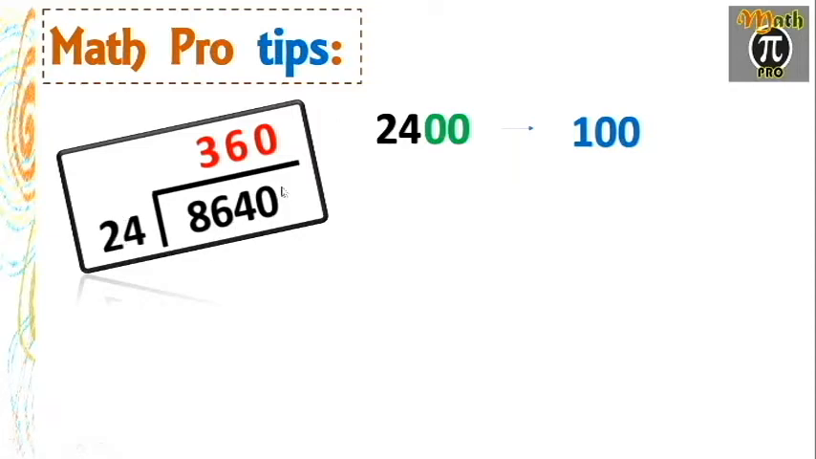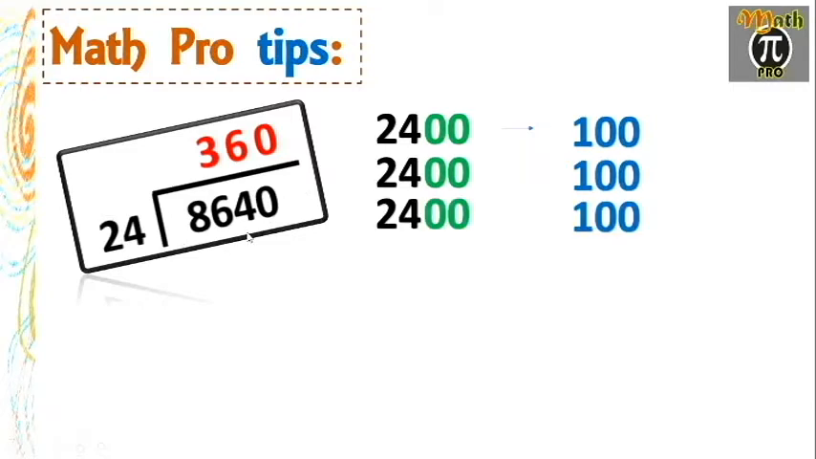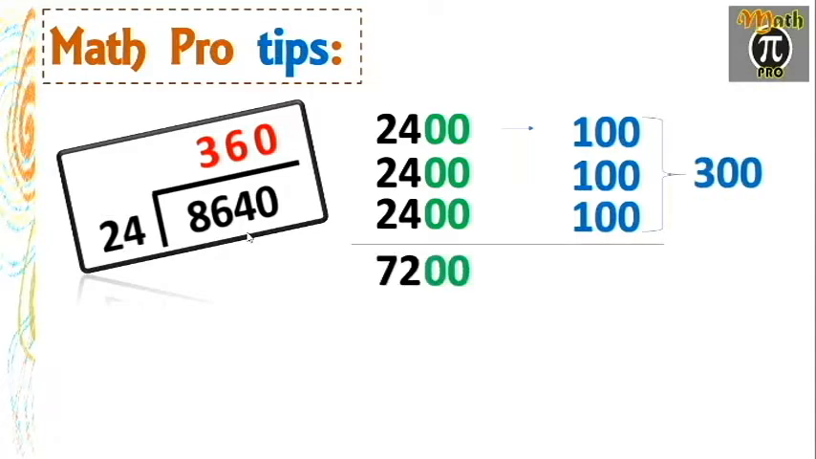So we are going to look for how many 24s are in 8,640. So when we do that 3 times, then we'll get 300 sets, and all of them will add up already to 7,200. Then we subtract this 7,200 from our dividend. Then the remaining number will be 1,440.